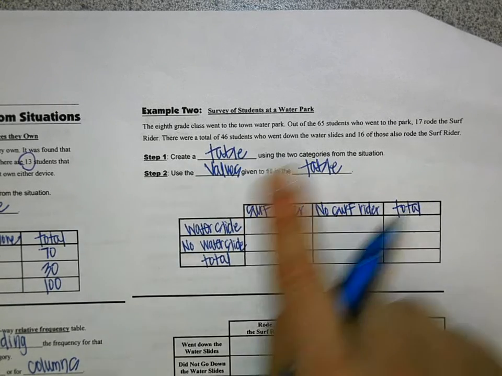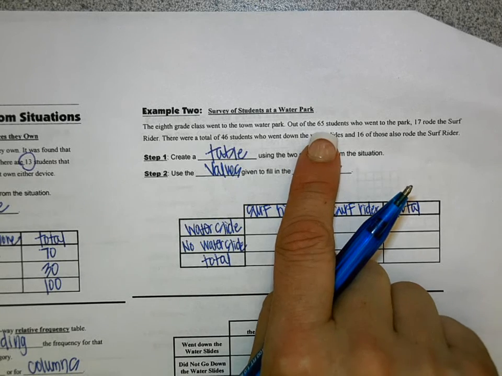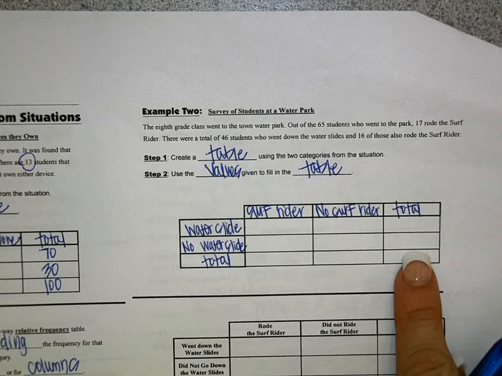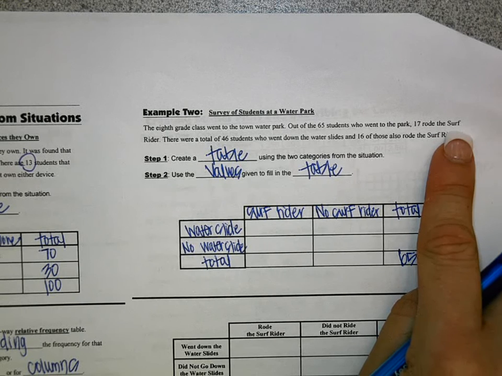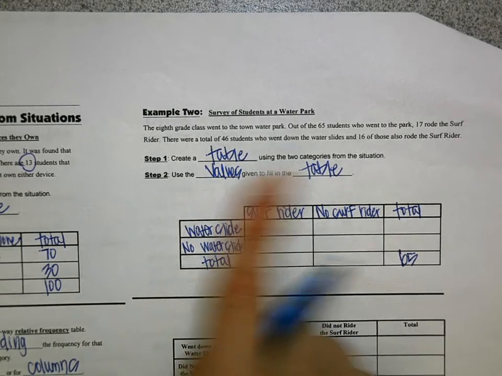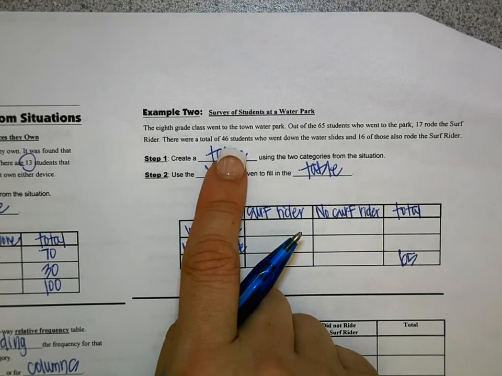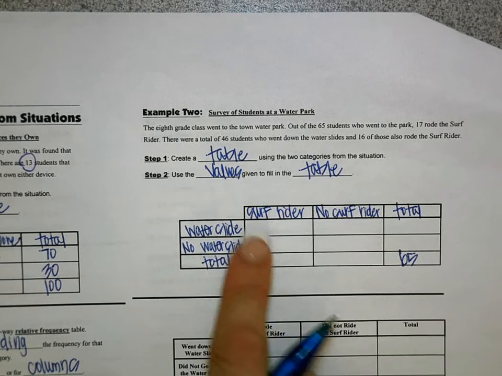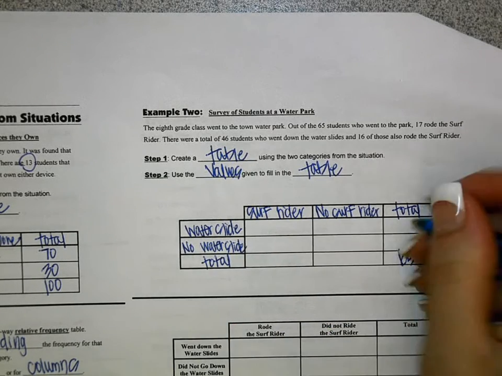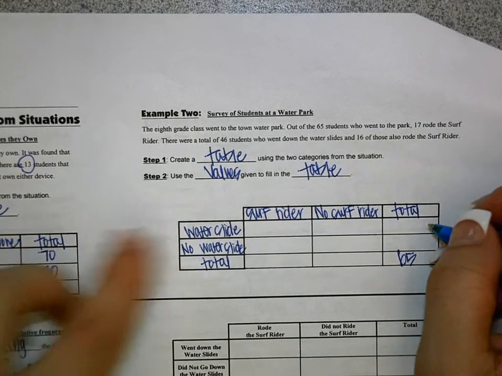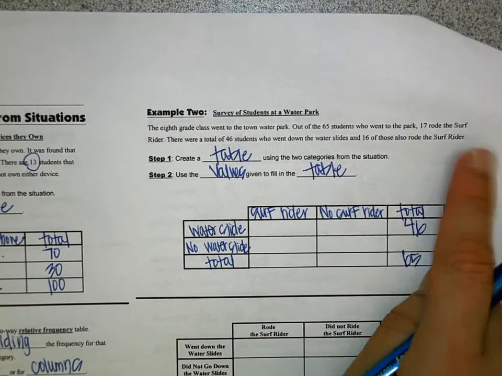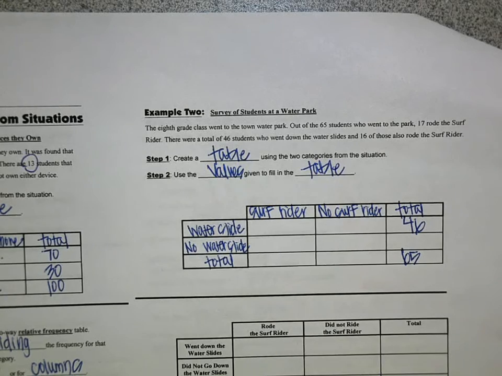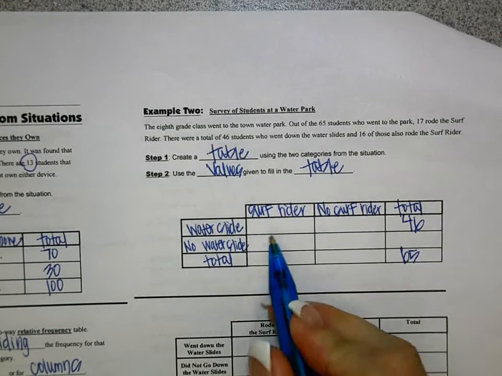Okay, so here, it says the 8th grade class went to the town water park. Out of the 65 students who went to the park, so where's the 65 going to go? Total. So this is your 65. Okay. 17 rode the Surf Rider. Does that tell you if they rode the water slides though? Doesn't tell you. There were a total of 46 students who went down the water slides. So total who went down the water slides was what? 46. Okay. 16 of those also rode the Surf Rider. So where does the 16 go? In the water slide and Surf Rider. On both.